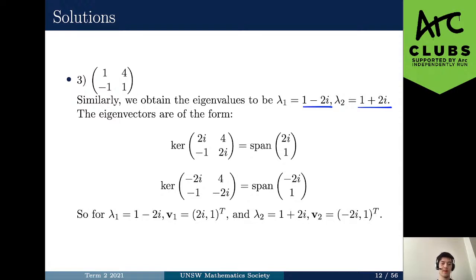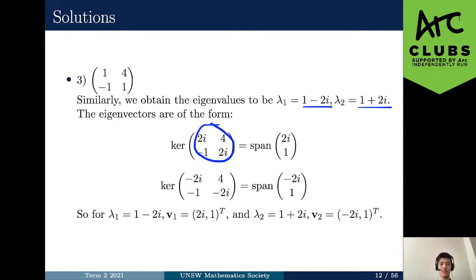It might look a little bit confusing because it doesn't really seem like this is a matrix that has a non-trivial kernel, but actually it does. In this case, probably the second row is easier. So we look at the second row and we can guess that 2i and 1 would work because 2i times negative 1 plus 1 times 2i would give me 0, so that does work.